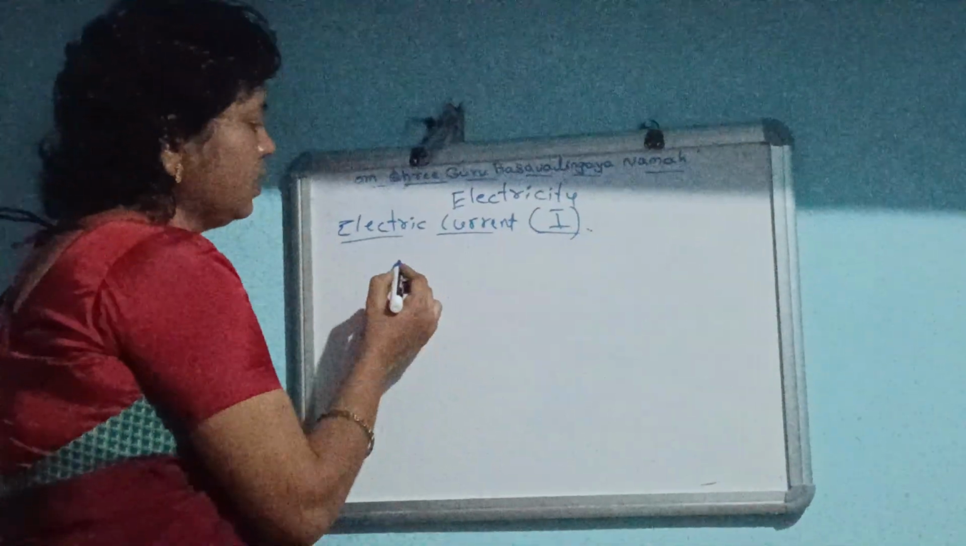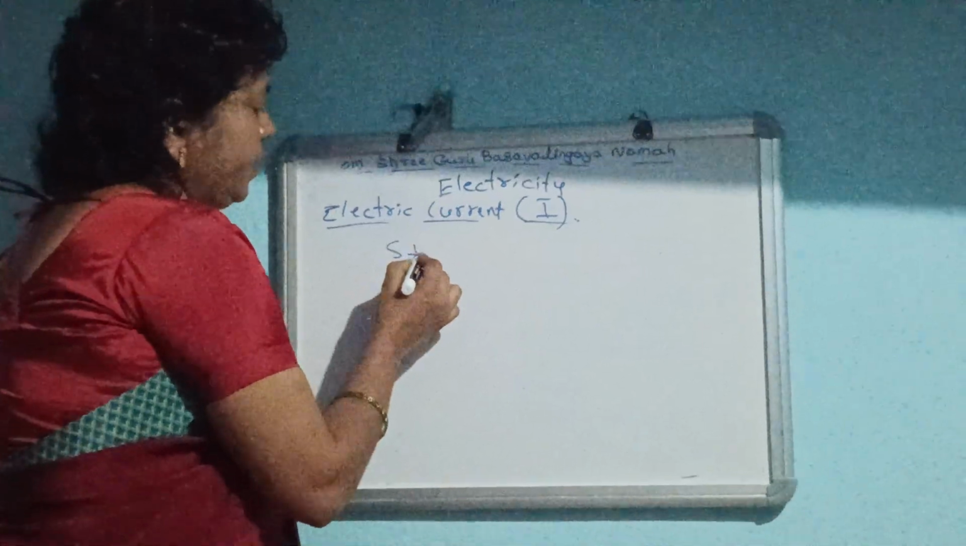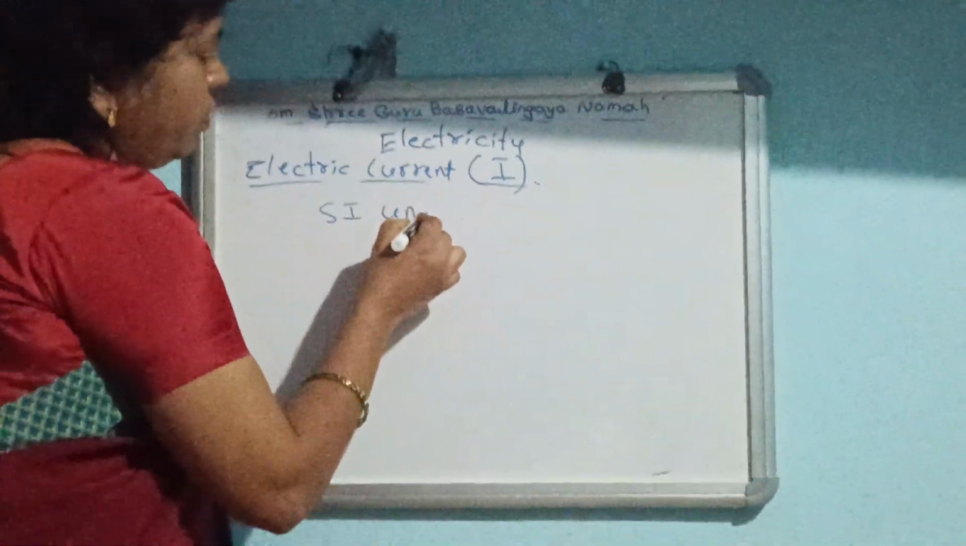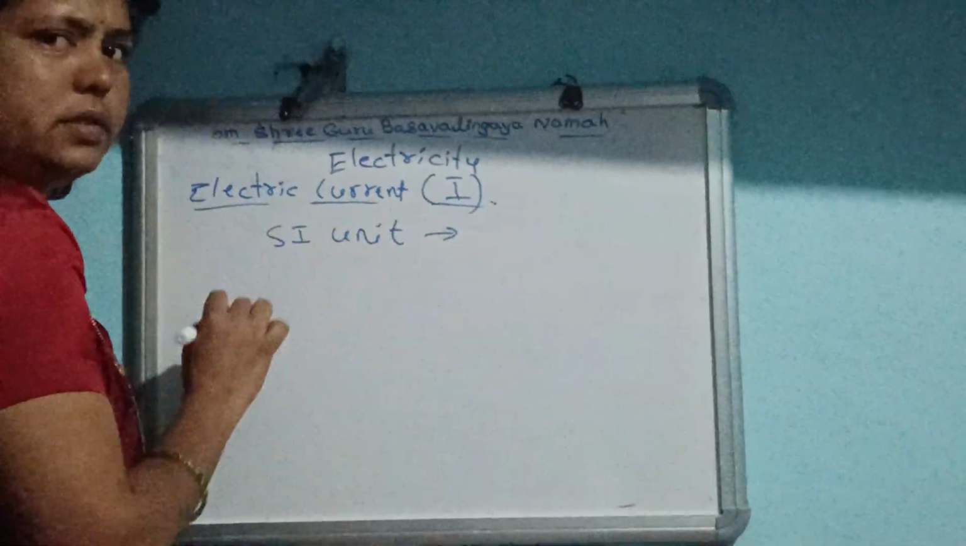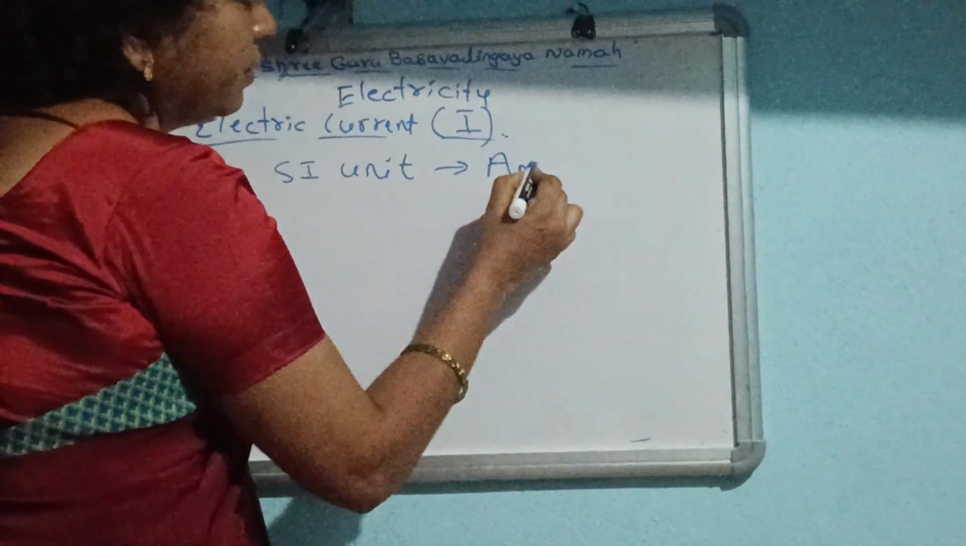The SI unit of electric current is the ampere.